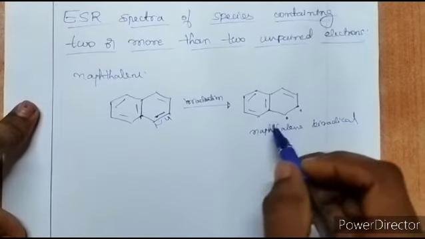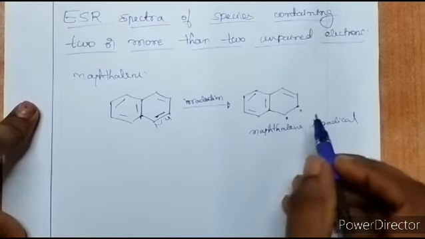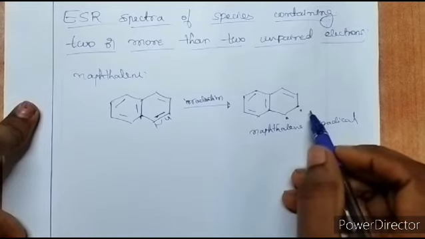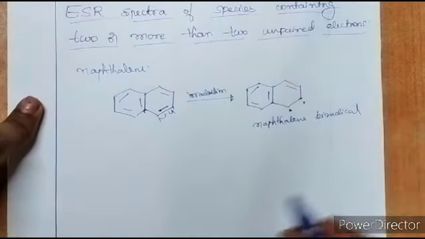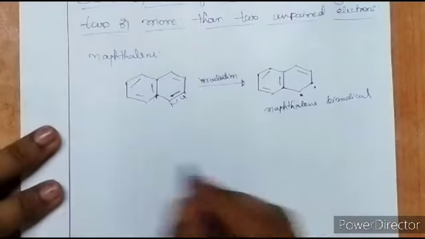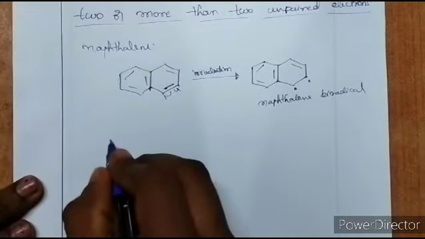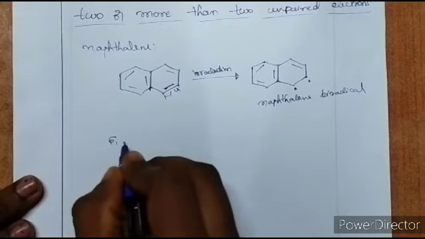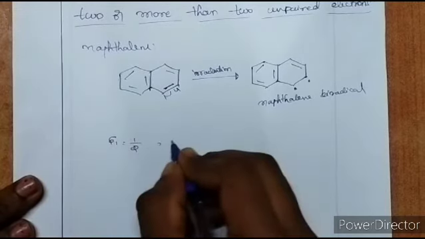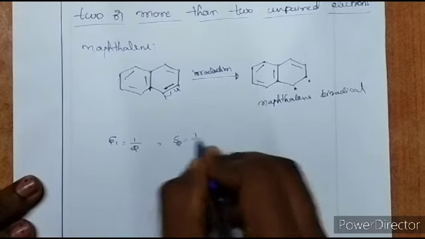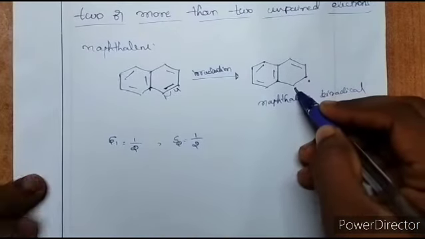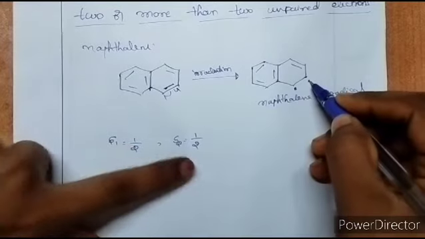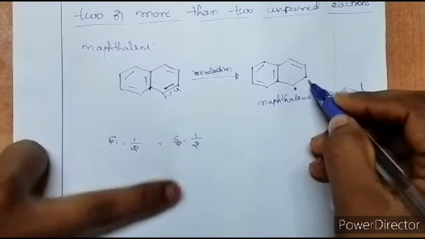Now in this naphthalene biradical system, there are two unpaired electrons, right? These two unpaired electrons will have the S value, that is the spin value. Let me take the spin value of one of the electrons as 1/2, and for the second electron, let me also take it as 1/2. For the first electron, S1 is 1/2, while for the second electron, S2 is 1/2.